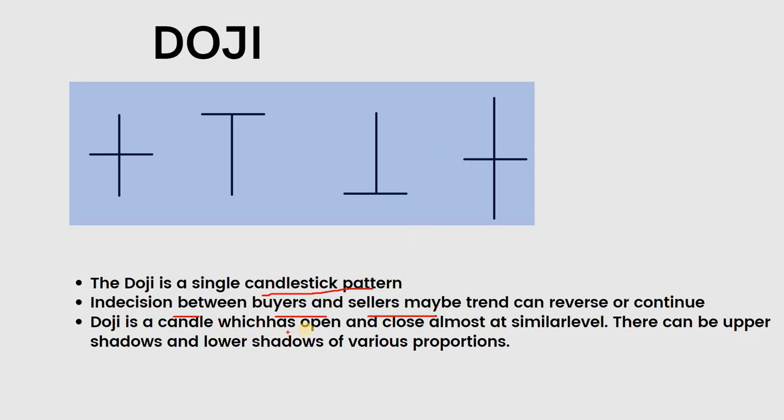A doji is a candle which opens and closes at almost the same level. There can be an upper shadow and lower shadow of various proportions. Each of these doji candles has a different name, but we are not going to look at that. We are going to talk about dojis generally. This is the psychology where buyers and sellers have no control over the candlestick. If you see a doji, it is telling you that there is no control for the buyers or the sellers, which means there is indecision in the market. So that's how a doji looks. I hope you are clear with doji.